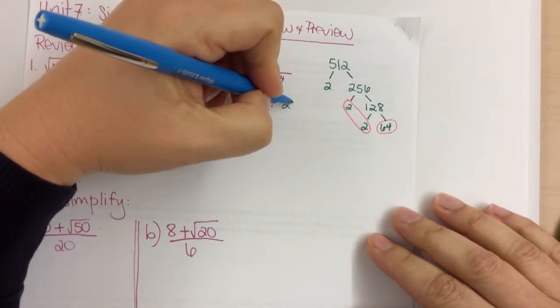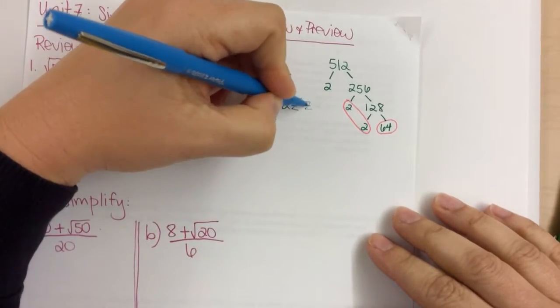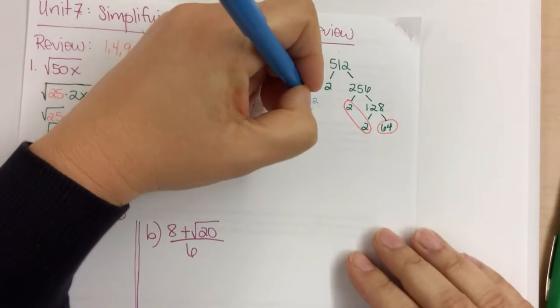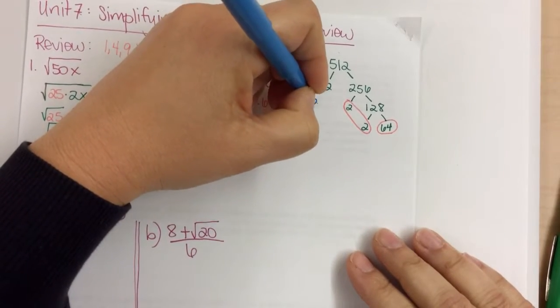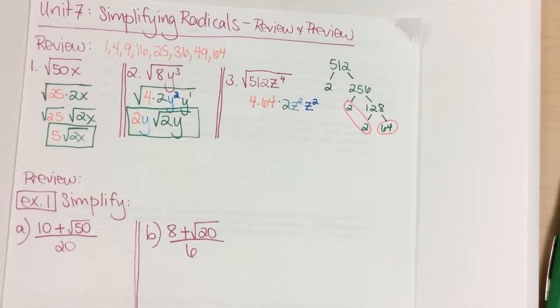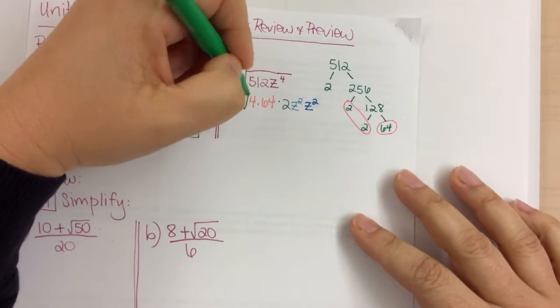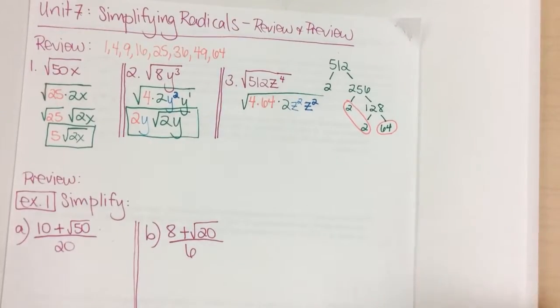And then z to the 4th can be written as z squared. Hopefully you remember your properties of exponents from a while back. And that's all under a square root. So then a lot of stuff can come out.